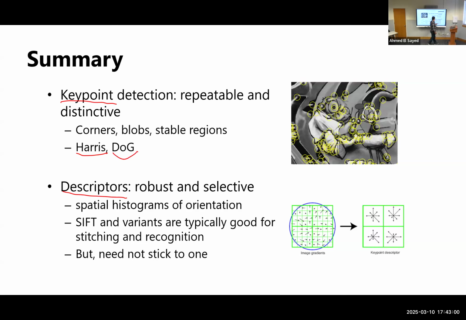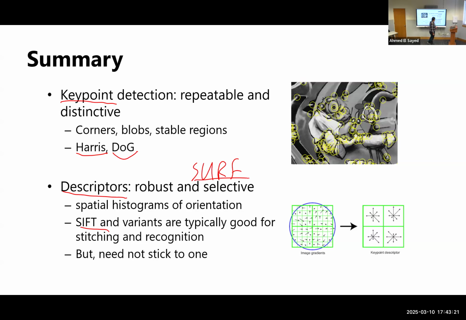For the descriptor, we can also use different techniques. We can use the multi-scale window. We can use the SIFT. We can even use another feature called SURF, which we will cover next week.